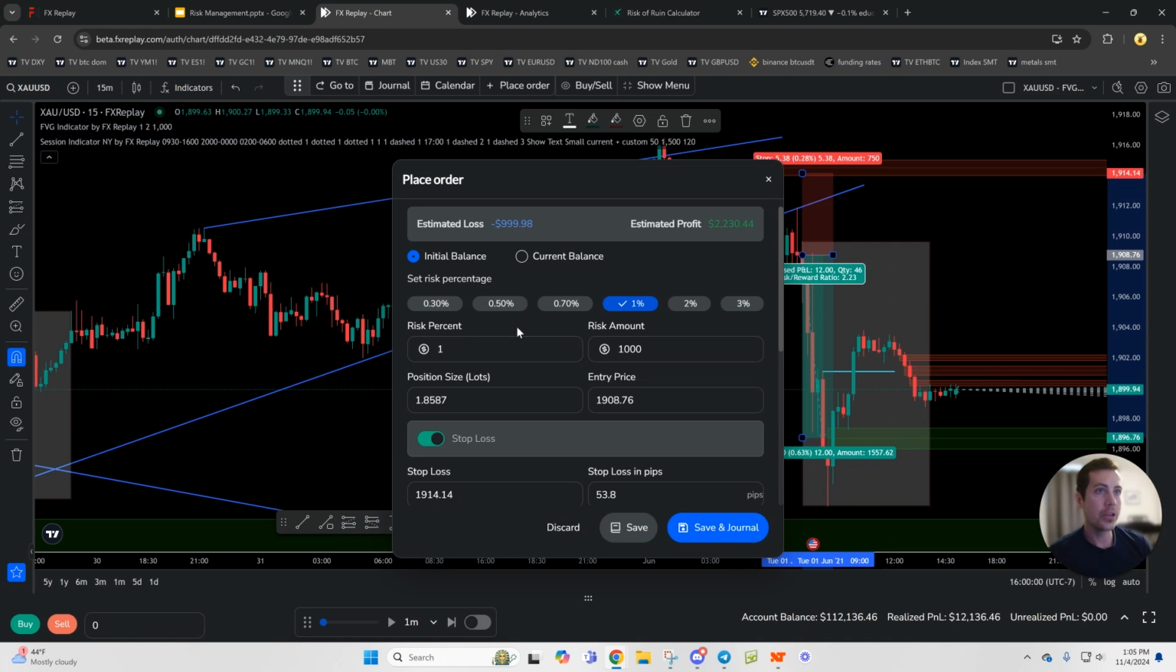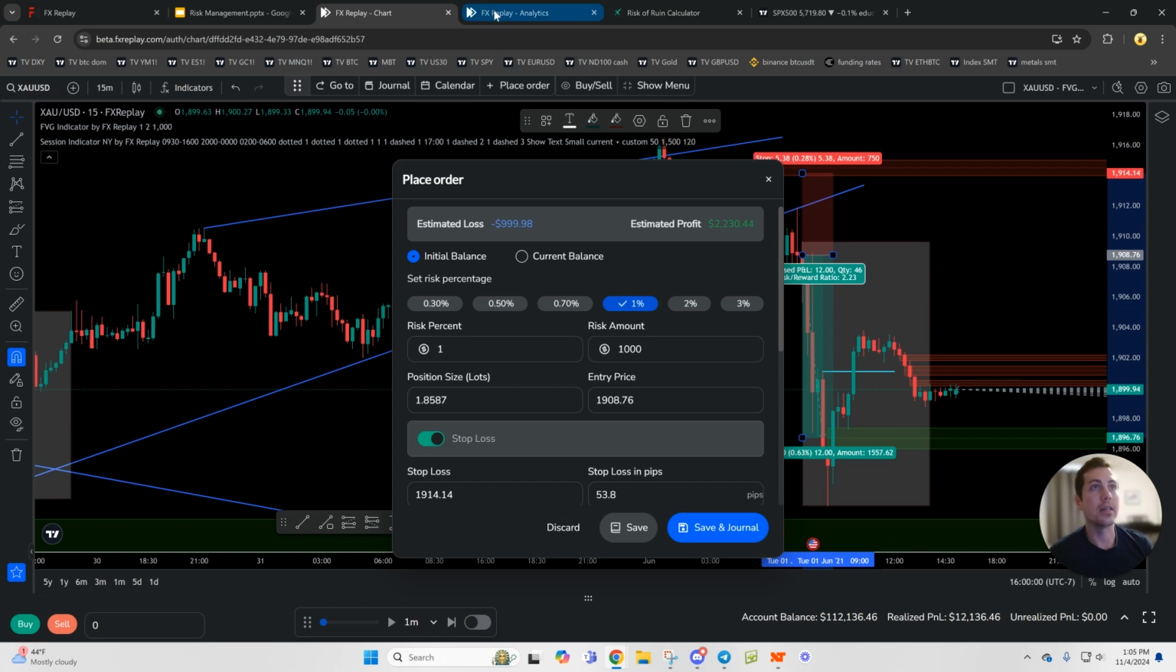Obviously, when you guys are recording the trades in FX Replay, you have quite a few options: how much to risk per trade, whether you do initial balance or current balance. And personally, what I generally do is I'll do a $100,000 account and I'll do 1% of initial balance.